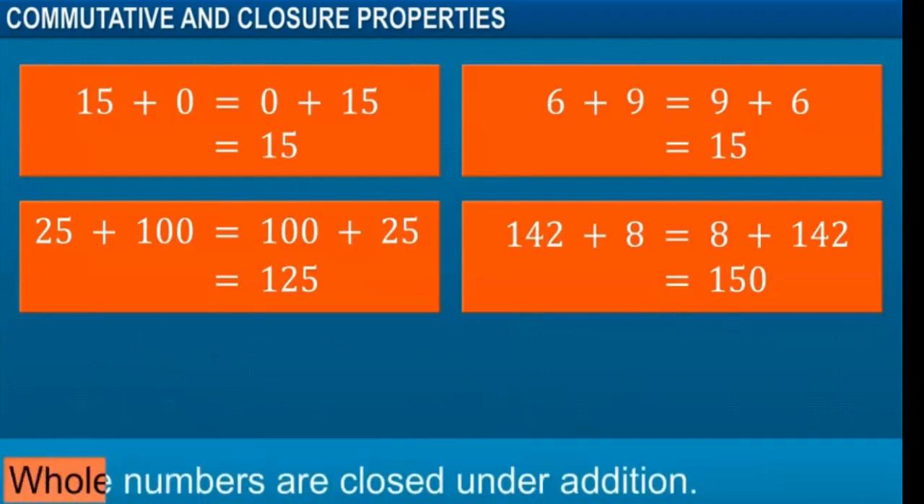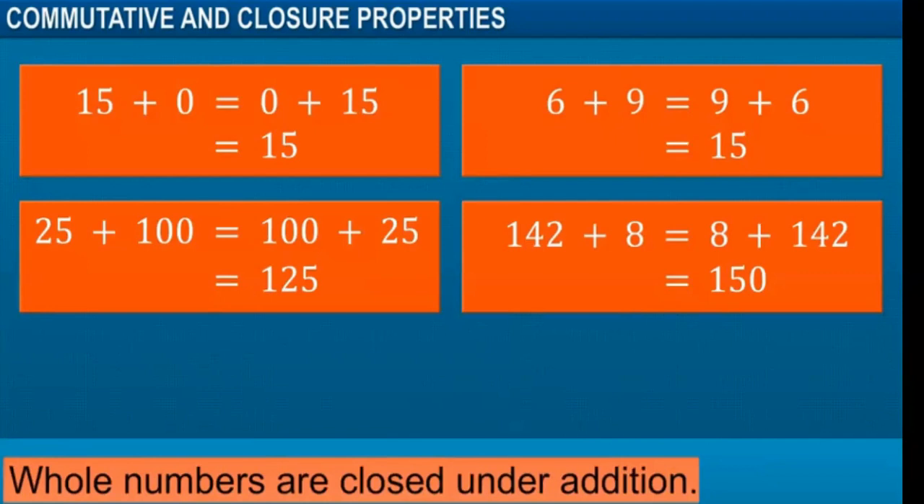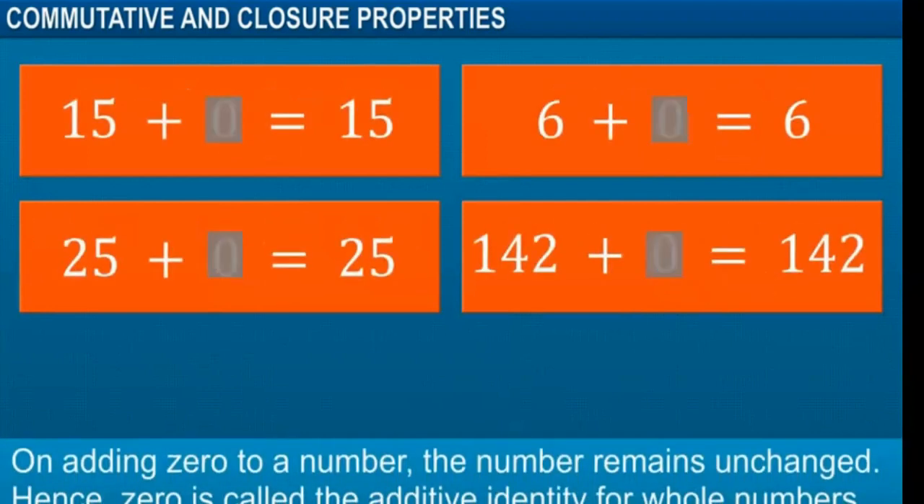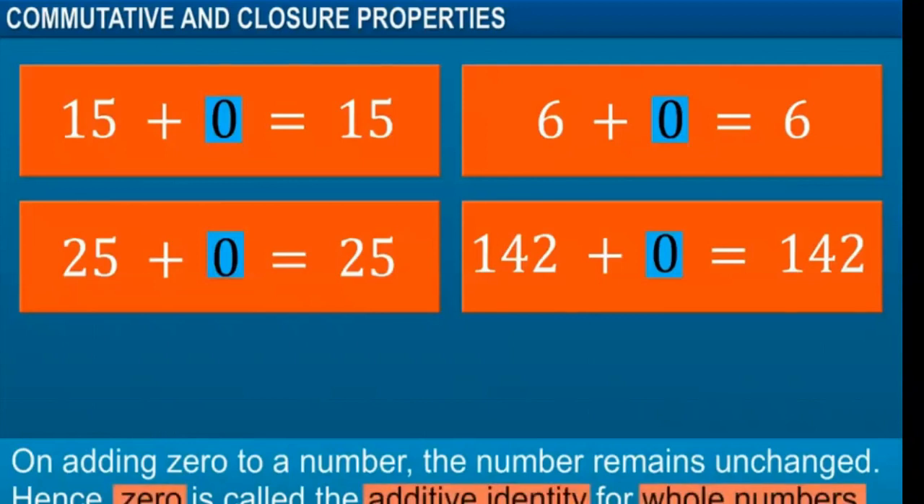We say that whole numbers are closed under addition. When we add 0 to a number, the number remains unchanged. Hence, 0 is called the additive identity for whole numbers.